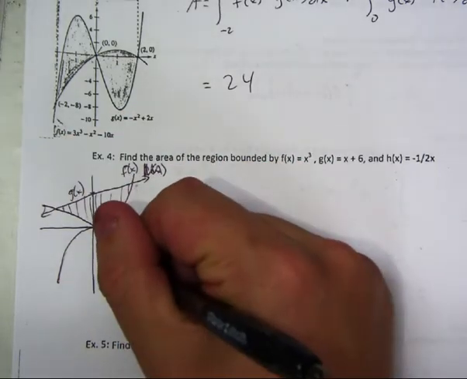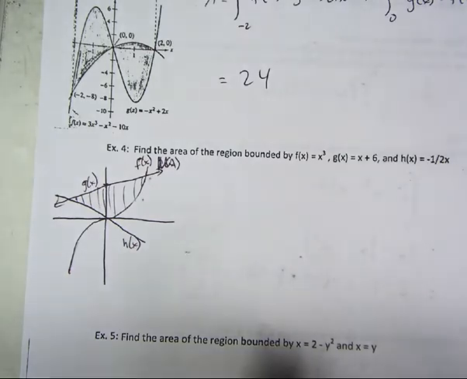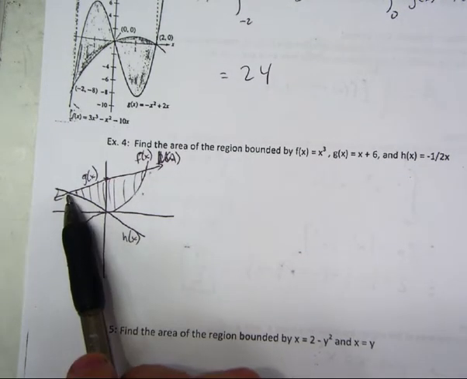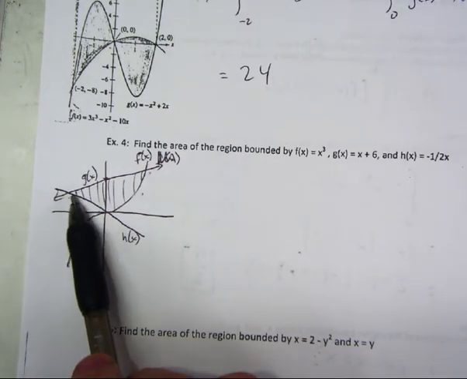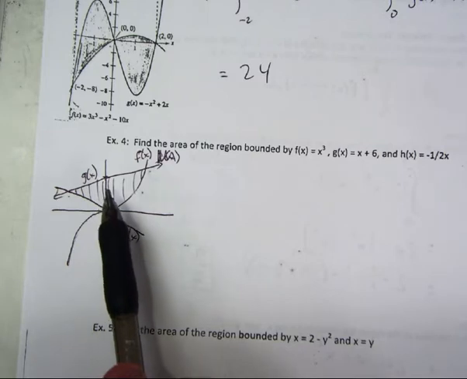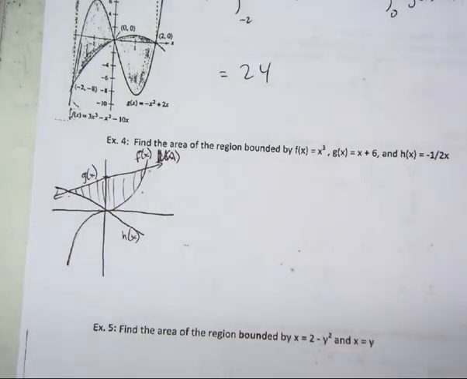And then this one is h. So if you look left of the y-axis, our g function is above the h function. So we're going to integrate from wherever these cross here to 0 of g over h. And then after, on the right side of the y-axis, now we have the g function on top of the f function. So again, we just set up two different integrals and we add them together.